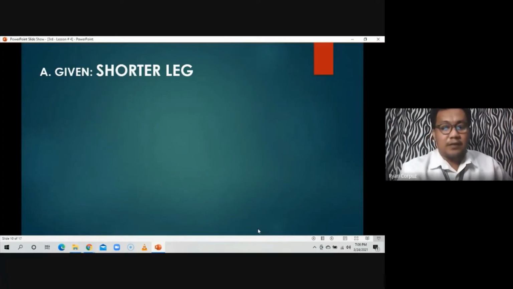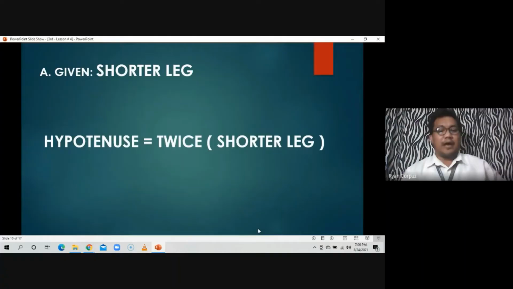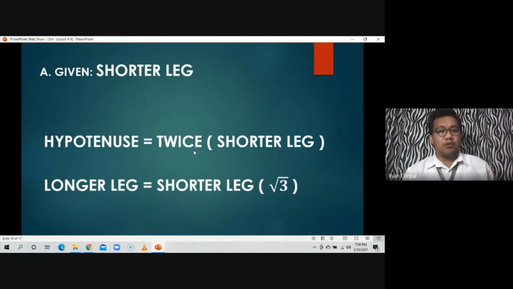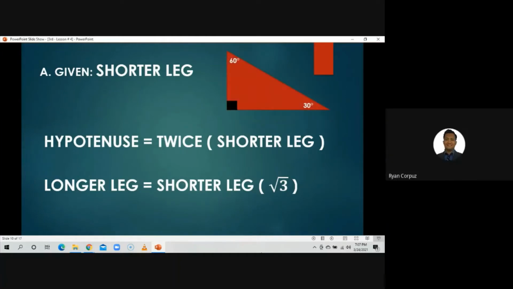So, if the given is a shorter leg, for you to find for the hypotenuse, it's just like twice the shorter leg. So, kung ano yung measure ng shorter leg, multiply mo lang yun by 2, ayun yung measure of the hypotenuse. How about the longer leg? So, kung shorter leg ang given, for you to find for the longer leg, yung shorter leg should be multiplied by square root of 3. Multiply lang yung shorter leg, kung ano yung value ng shorter leg mo, just multiply it by square root of 3. Paano yun? Let's try this example.